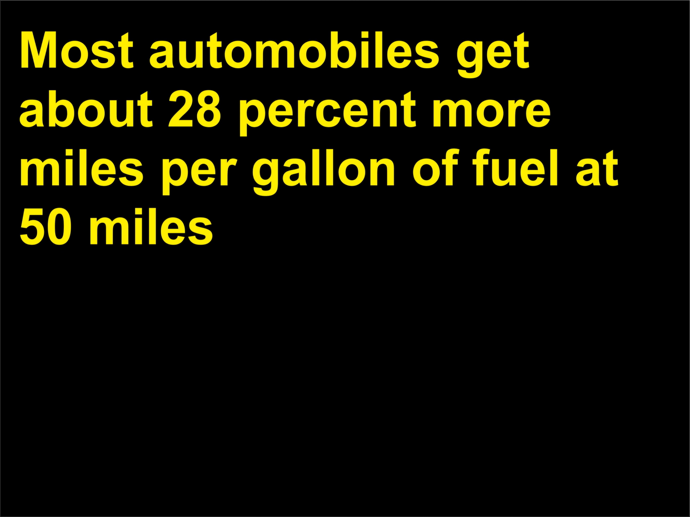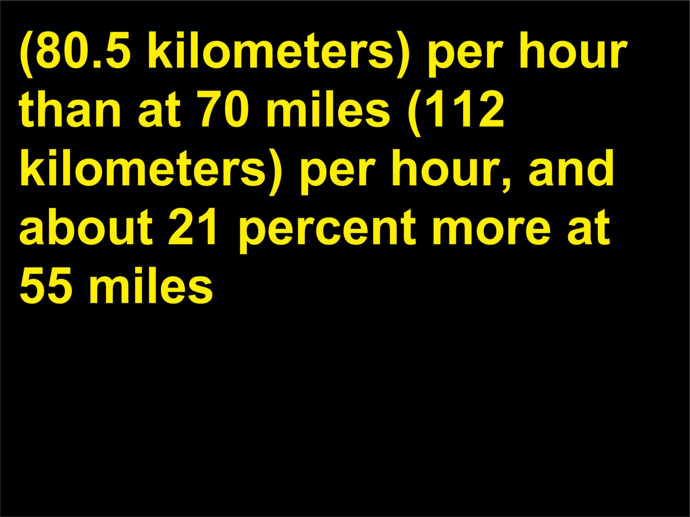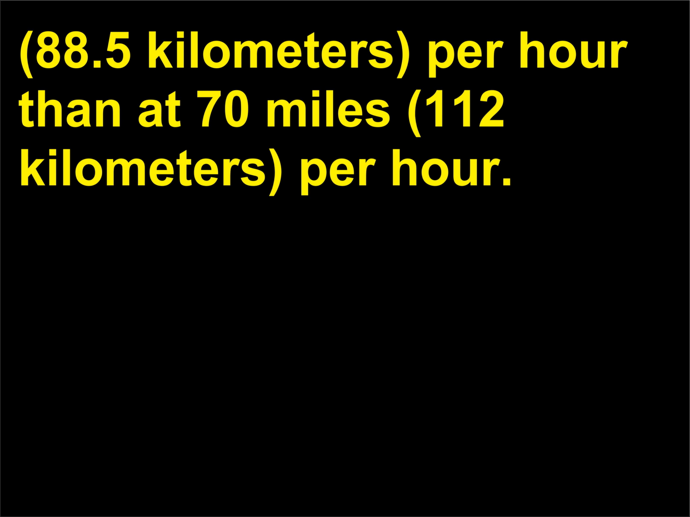Most automobiles get about 28% more miles per gallon of fuel at 50 miles, 80.5 kilometers per hour, than at 70 miles, 112 kilometers per hour, and about 21% more at 55 miles, 88.5 kilometers per hour, than at 70 miles, 112 kilometers per hour.